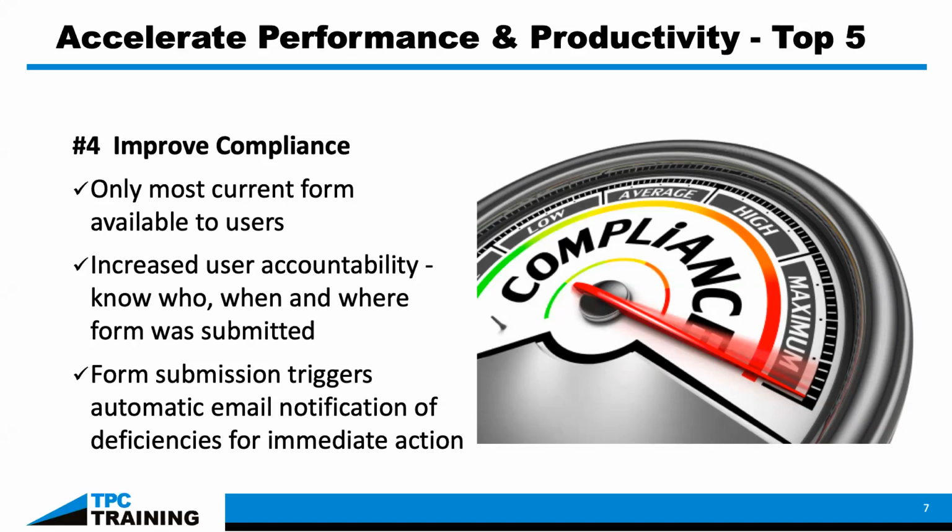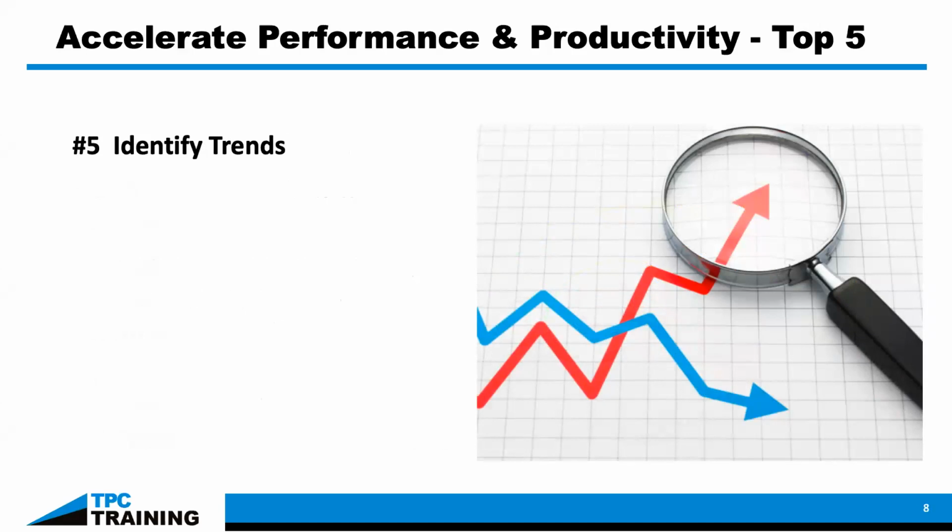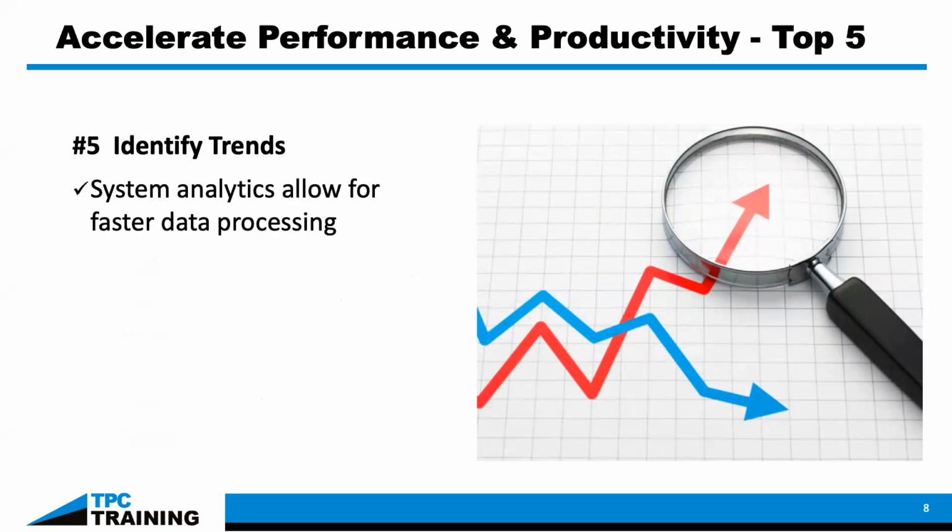The fifth of our top five here is the ability to identify trends. So the way that this data is collected in real time allows for faster data processing, right? And your ability to view the data, but also with the built-in rules, know immediately when you have a deficient condition.